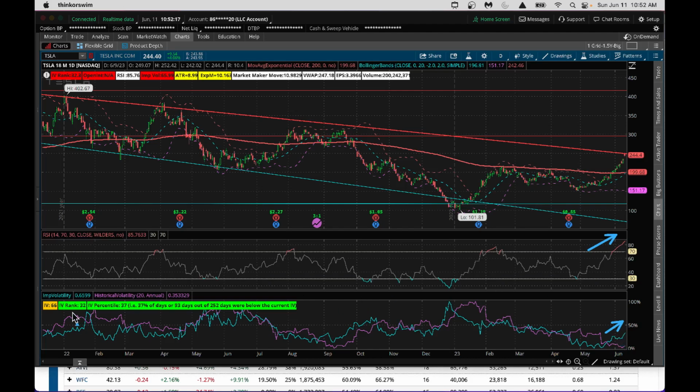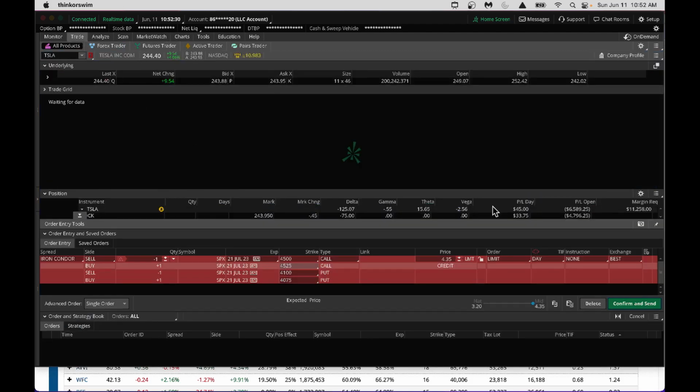And the IV rank is 32. In the current market, this is a relatively high IV rank. That's why you could sell some premium in Tesla. All right, now let's go into the trade tab here and bring up Tesla.